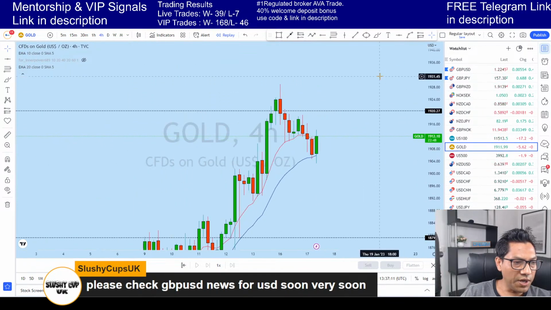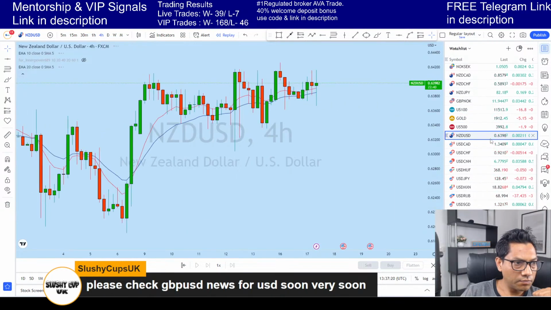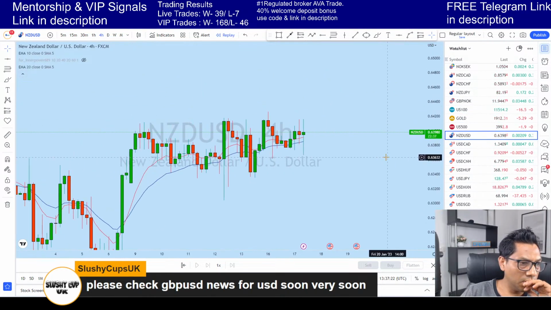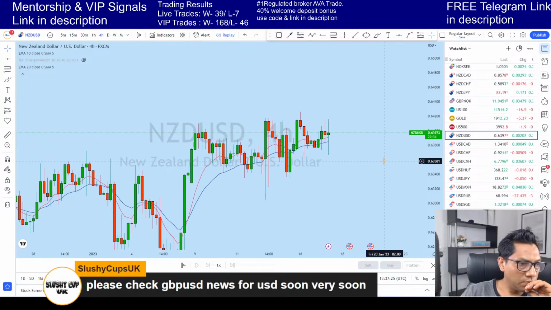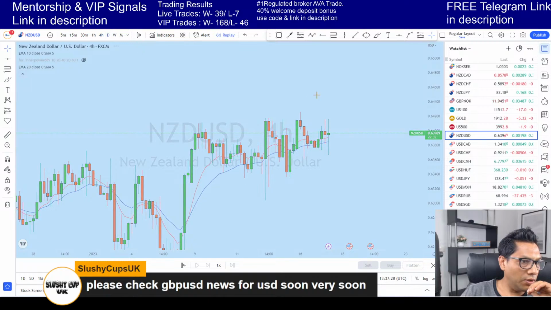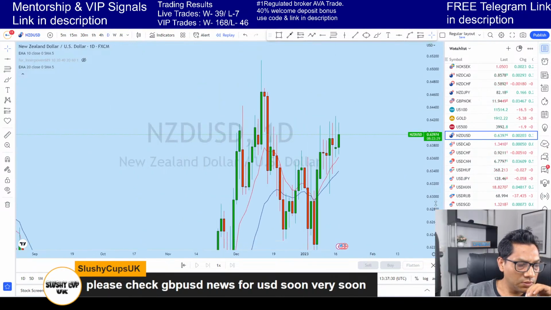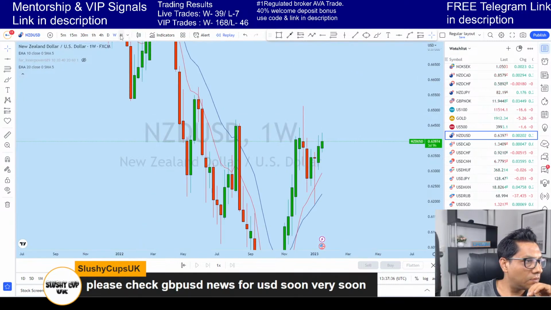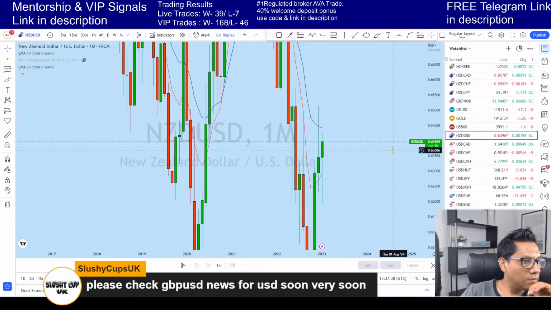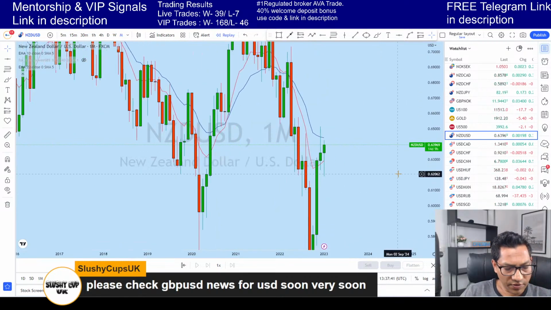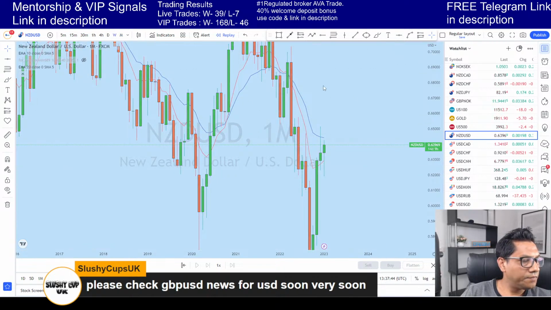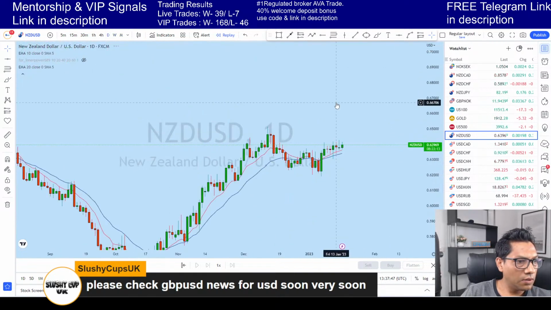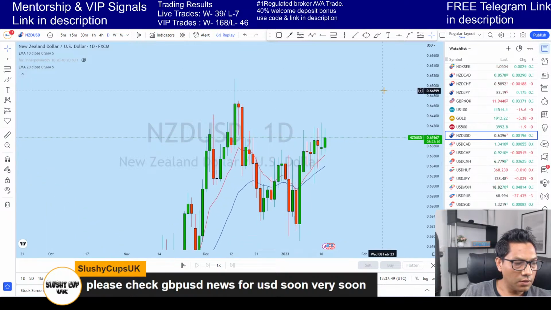So from that perspective, we see that gold is forming a bullish candle. Let's look at NZD USD also. There's a huge liquidity gap on NZD USD, if we look at a very higher time frame, from the monthly and then weekly.